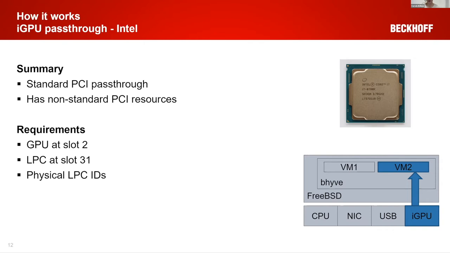Because on Intel systems, the GPU is always on PCI slot 2, and so the Intel driver depends on it. To use GPU passthrough, you always have to locate your GPU at PCI slot 2. Additionally, your LPC bridge has to be at PCI slot 31, and your LPC bridge should have the same IDs as your real one. Otherwise, the Intel driver won't recognize your GPU.